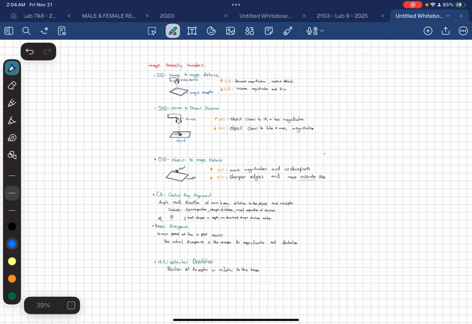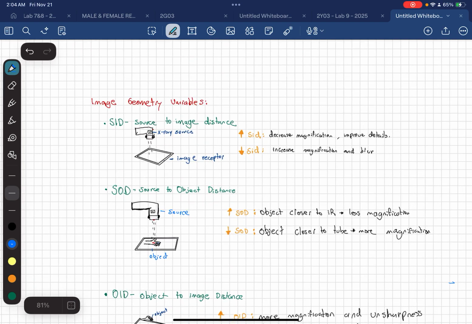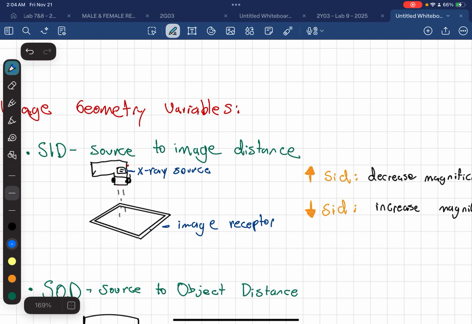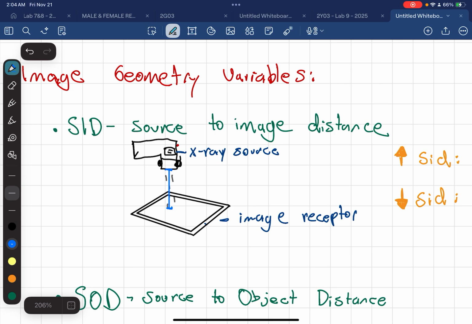Okay, now we're going to be talking about the image geometric variables. These are the factors that are going to be affecting our image. So now we're going to start by looking at the SID, or source to image distance. This is the distance from the X-ray tube, so this one, to the detector. This distance is called SID.